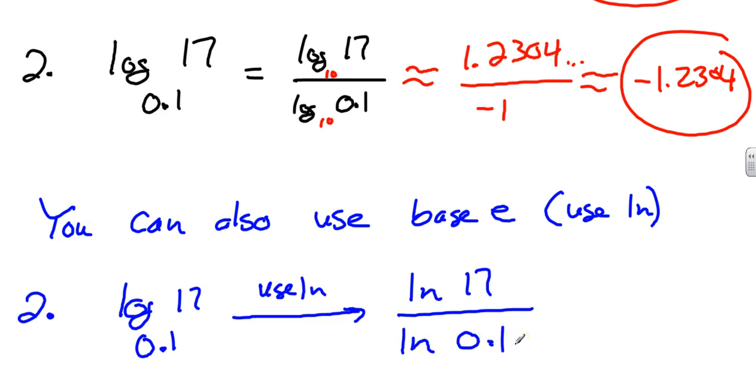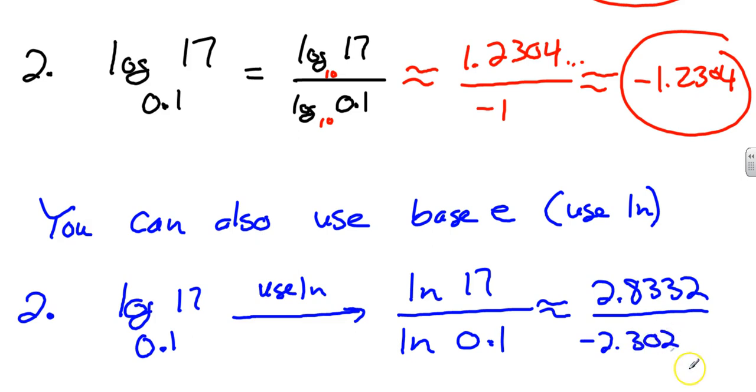Now, by using the ln, it's going to be kind of two things here. This number is going to be different, and this number is going to be different. But when you get to the final answer, it's going to be the same final answer. So if you check it with ln, ln of 17 is 2.8332. And the ln of 0.1 is negative 2.302585, all of this stuff behind it.